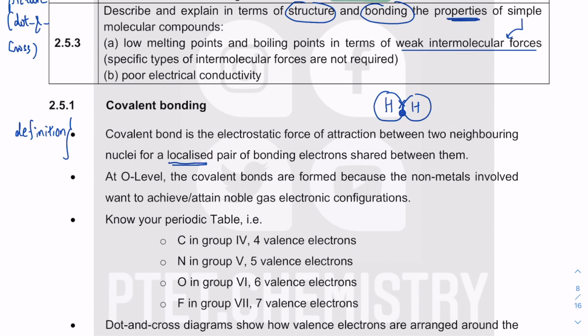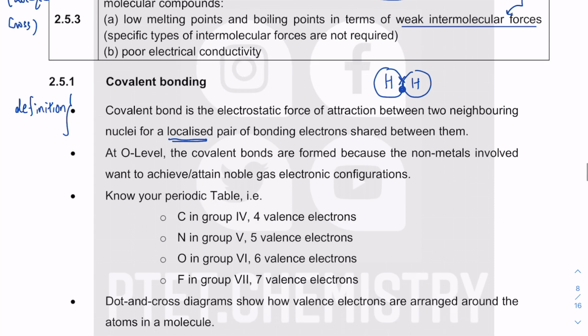In fact, they are held in between the two nuclei due to the attraction between the two positively charged nuclei with the bonding electrons that are now localized between them. So in all levels, we simply form covalent bonds in order to achieve noble gas electronic configuration. That is an oversimplification, and that is not always necessarily the case as you progress to advanced level chemistry.